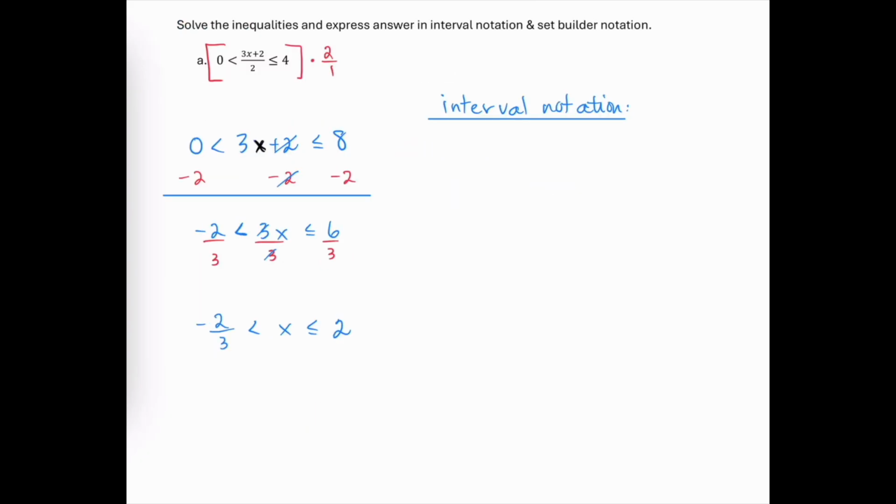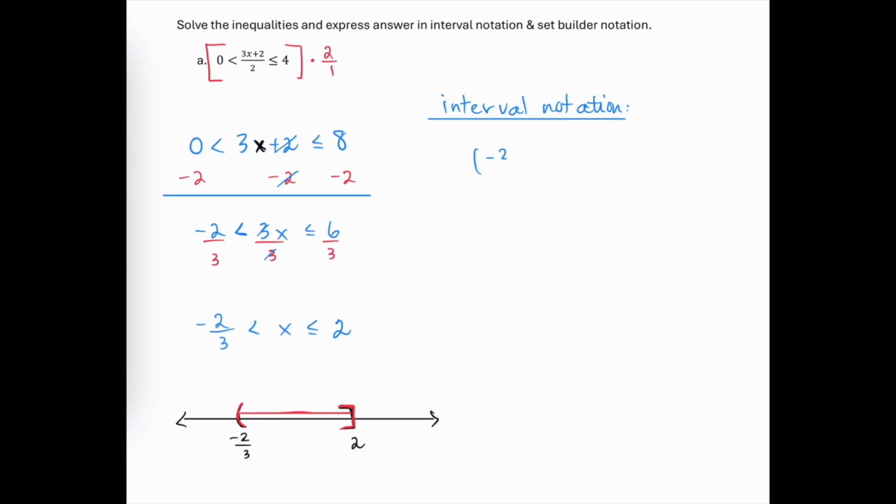Now it's time to express the answer in interval notation, and before we do that, I strongly recommend that we graph the solution set on the number line. We're looking at the x's that are less than or equal to 2, so we're going to have a bracket here to indicate that we are including the 2, and we also want the x values that are strictly greater than negative 2/3, so we're going to put a parenthesis here, and we're looking at all the values that are in between these two.